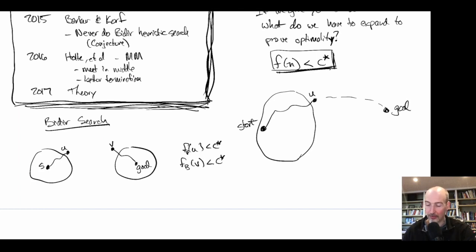Because what I want to basically prove, if I think about states that are existing here, I want to say, well, do I have to expand u? Or in bidirectional search, we're going to be thinking not only about this state, but also about states over here.